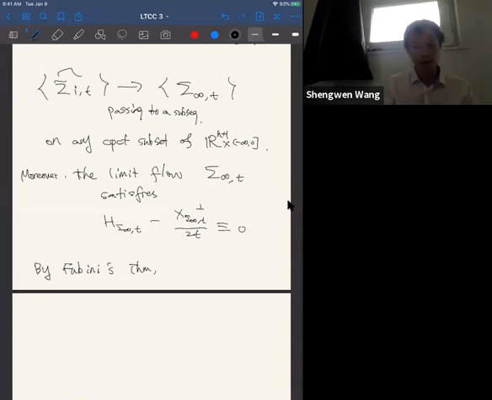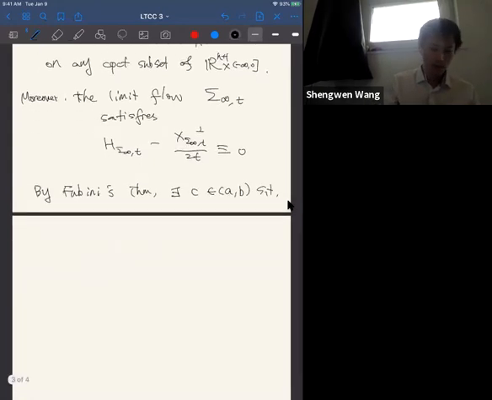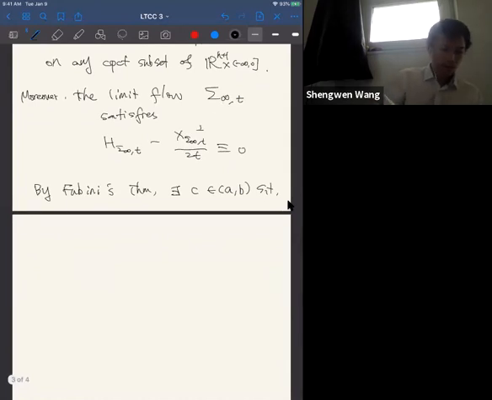Which means that you can choose a C in AB such that lambda I, this rescaling sequence at this fixed time, converge to the time C slice of the limit flow.